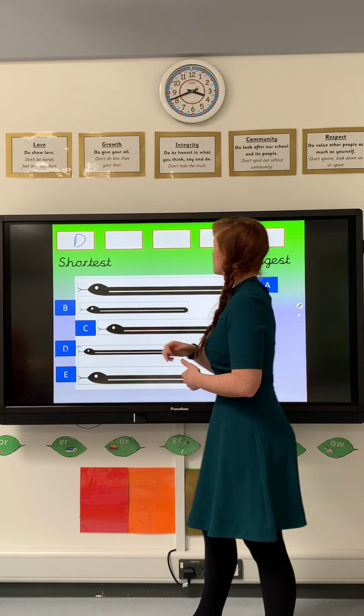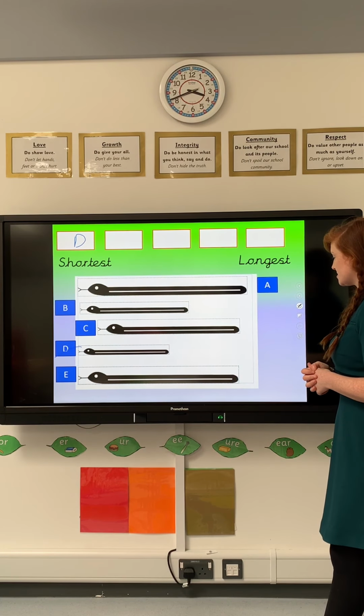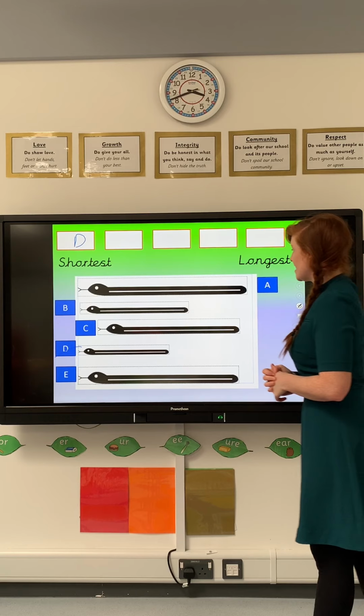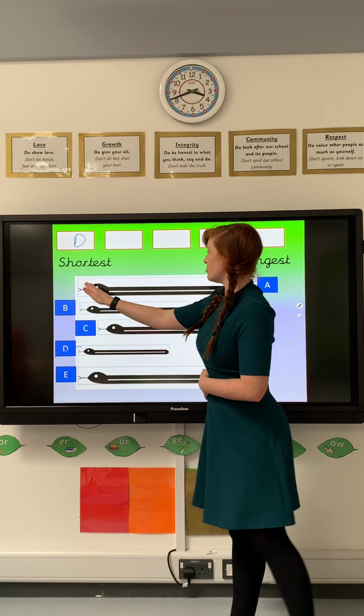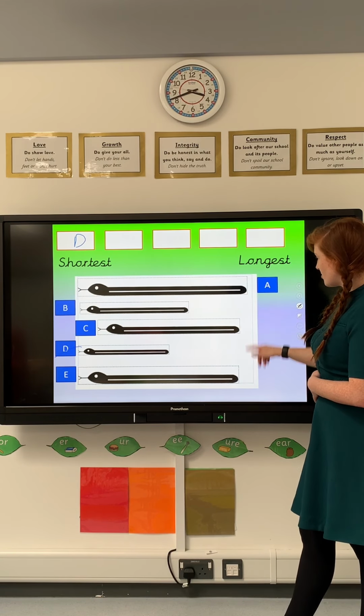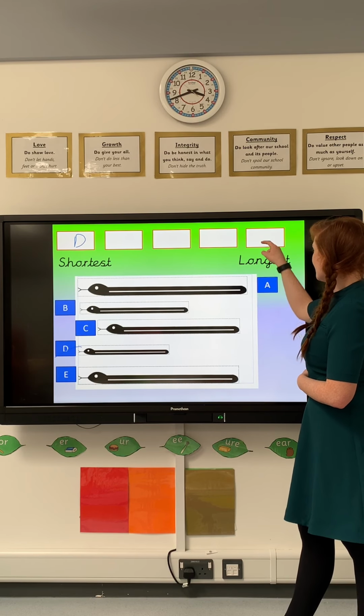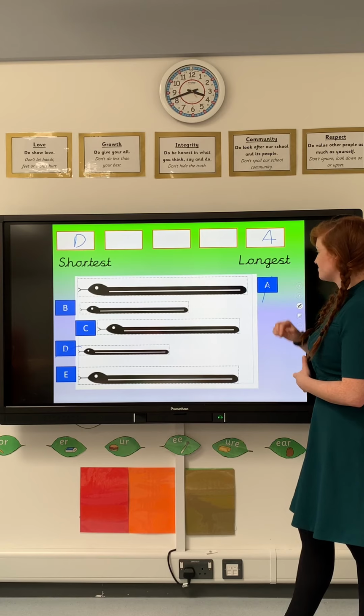So I'm going to put D in here, and we'll get rid of D. Then I'm looking at the longest. So I can see that A starts exactly at the right point, and it's the longest out of all of them. It ends there. So A is the longest, so I can get rid of A.